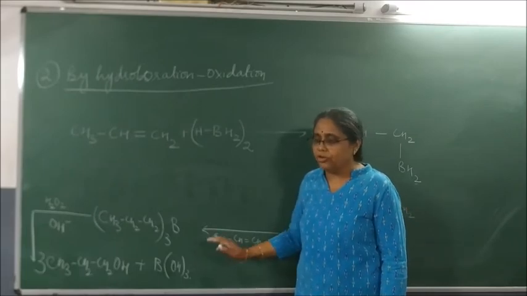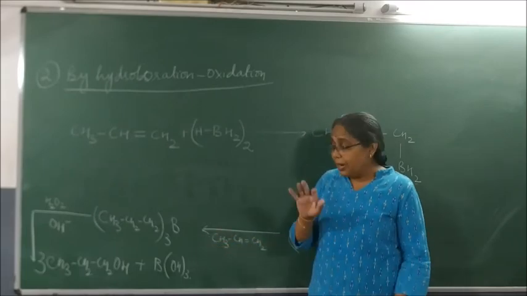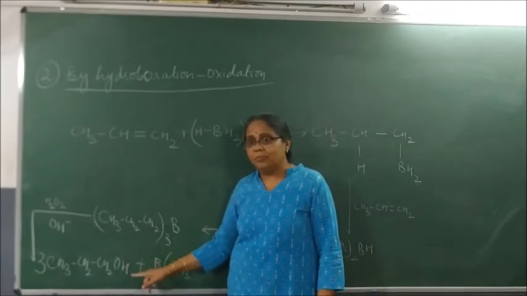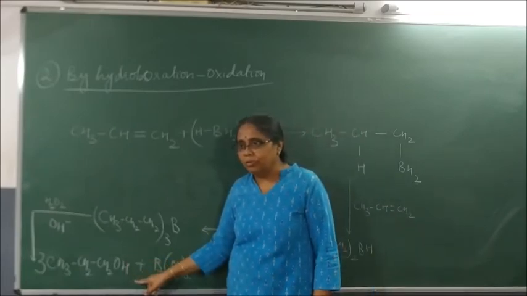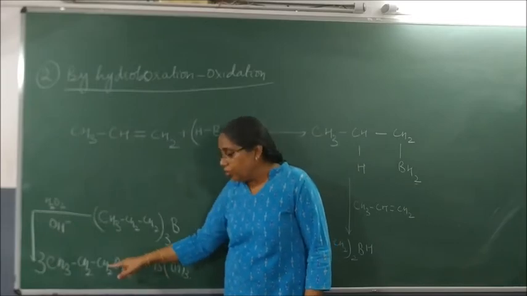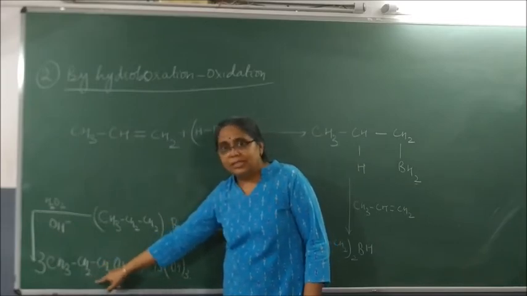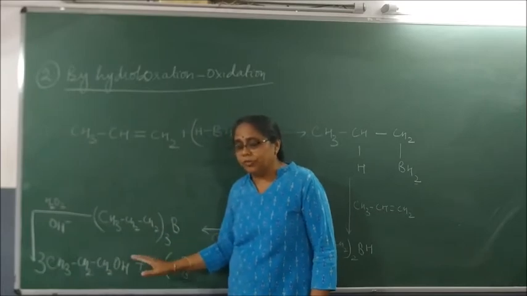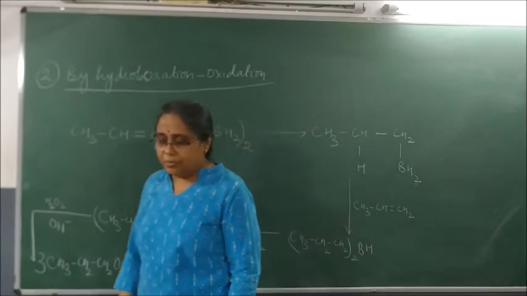This is hydroboration oxidation, the second step. But now it looks like it is against Markovnikov rule. Yes or no? If it was with Markovnikov rule, we would have got the second carbon atom. But it is against the Markovnikov rule. Now write the next method.